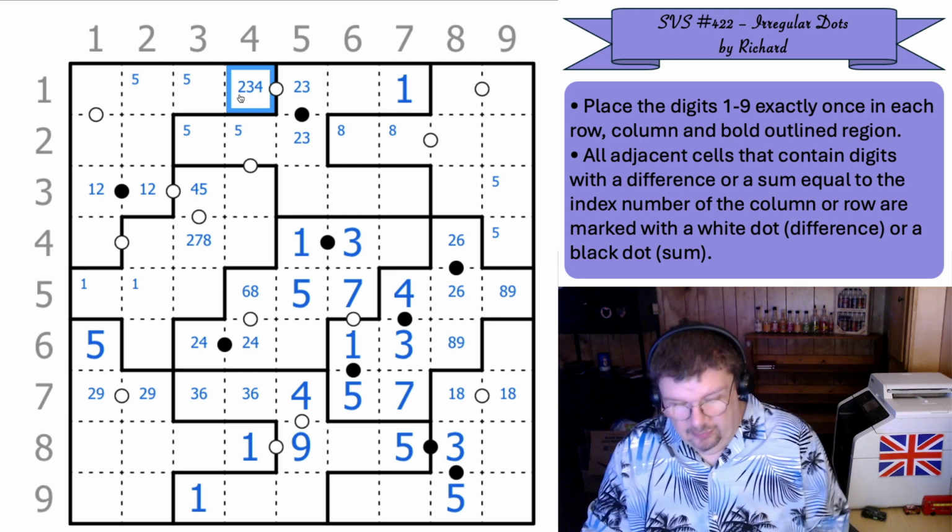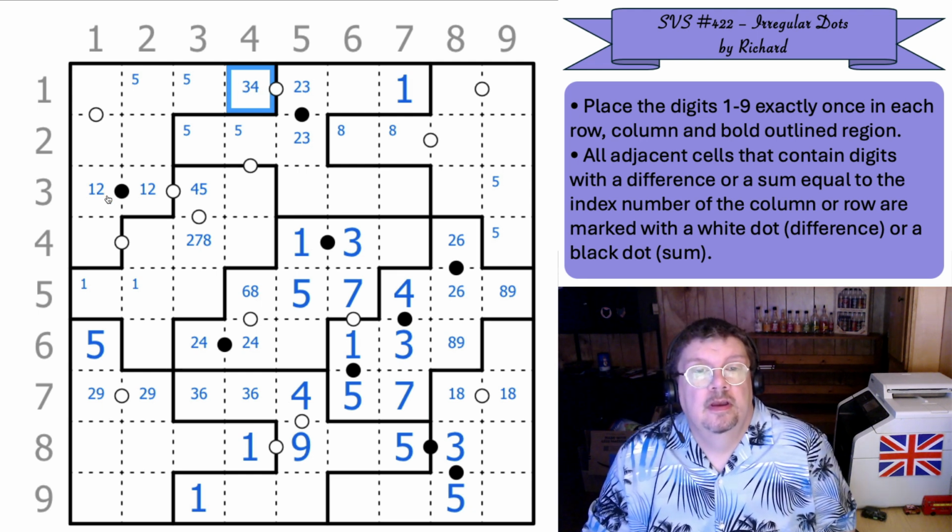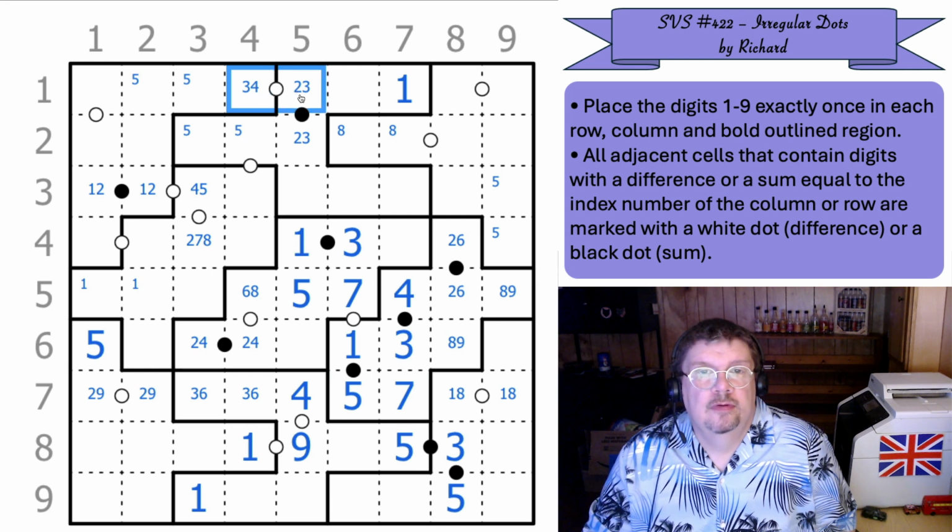Oh, it's not a 2 because of the 1-2 pair in the region. So if that's a 3, that's a 2. If that's a 4, that's a 3. So one of those two is a 3, but I don't want to mark that across regions.